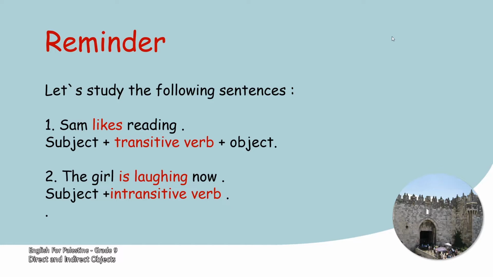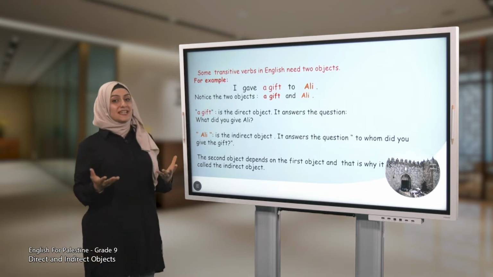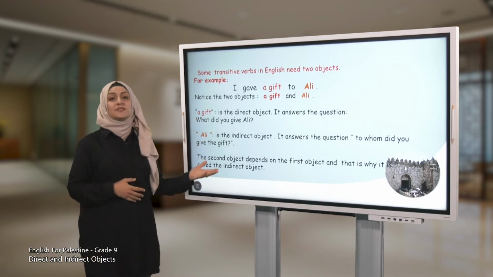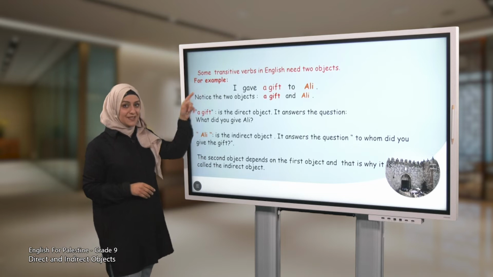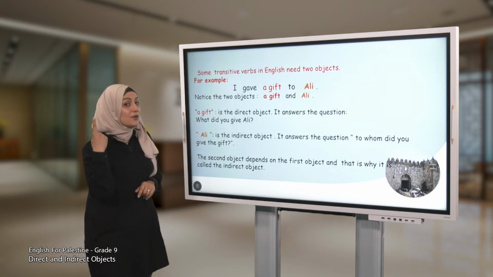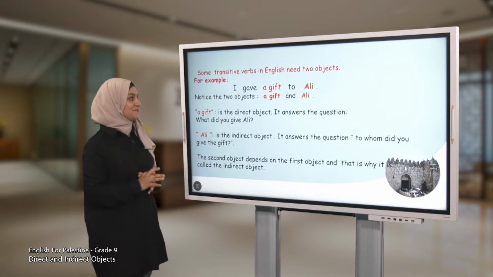This verb is a transitive verb because it needs an object. In the second example, the girl is the subject. Is laughing, right? It's a verb, but we don't have an object. This is because laugh is a verb that doesn't need an object, and we call it an intransitive verb. Now, as we said, we have two types of verbs, transitive verbs and intransitive verbs. You have also to know that some transitive verbs may need two objects, not only one object, but two objects.